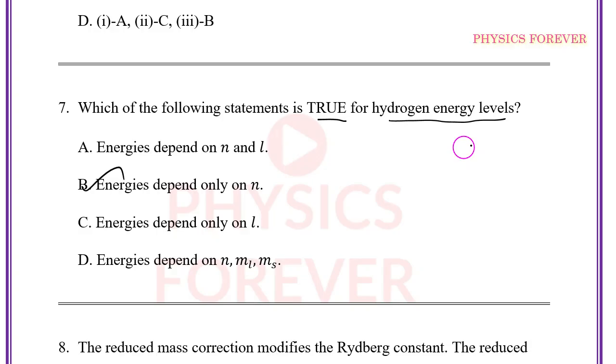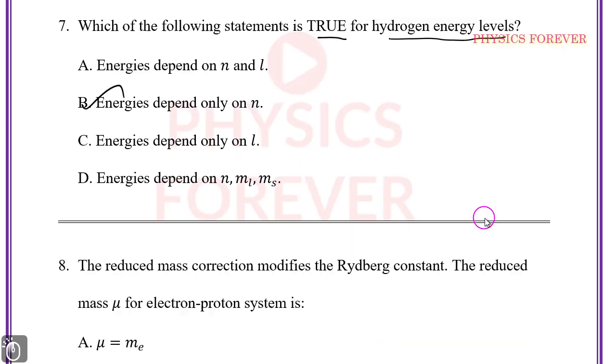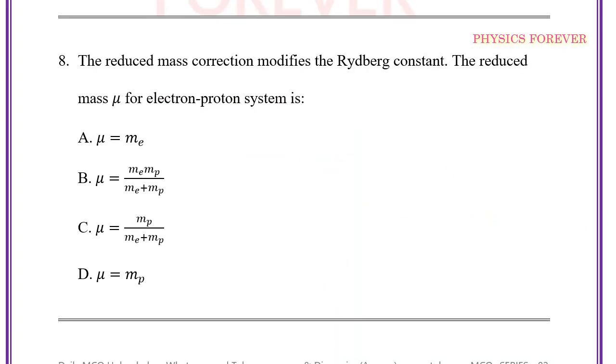But this holds for the ideal hydrogen atom: it should be non-relativistic, with no spin-orbit coupling, and with infinite nuclear mass. For that ideal hydrogen atom only, the energy depends only on the principal quantum number n. Okay, so next, question number 8.